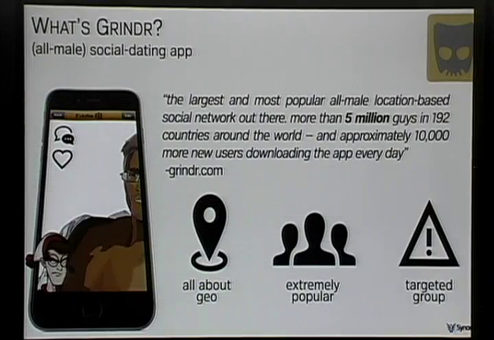Thanks, Patrick. So we've talked about how these location vulnerabilities occur, but what are the real-world implications? We surveyed a lot of applications out there and decided one called Grindr was an ideal candidate, really due to its ridiculously bad misuse of geo-information. So what is Grindr? It's the largest and most popular all-male location-based social network out there. More than 5 million guys in 192 countries around the world and approximately 10,000 more new users downloading it every day. Bottom line is that the app is based completely around knowing who's near you.